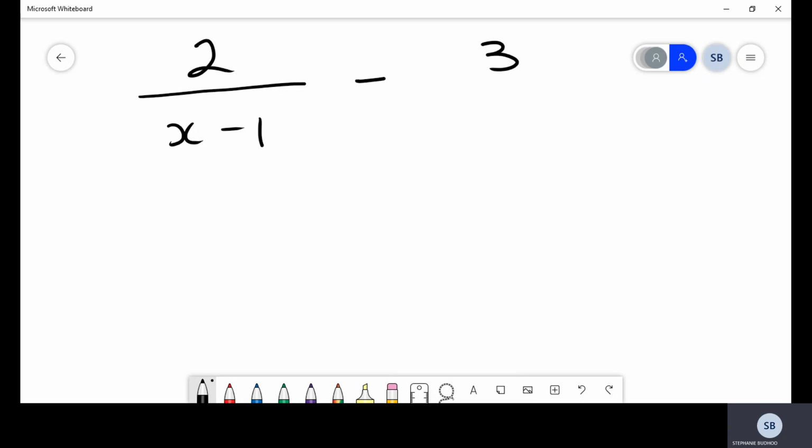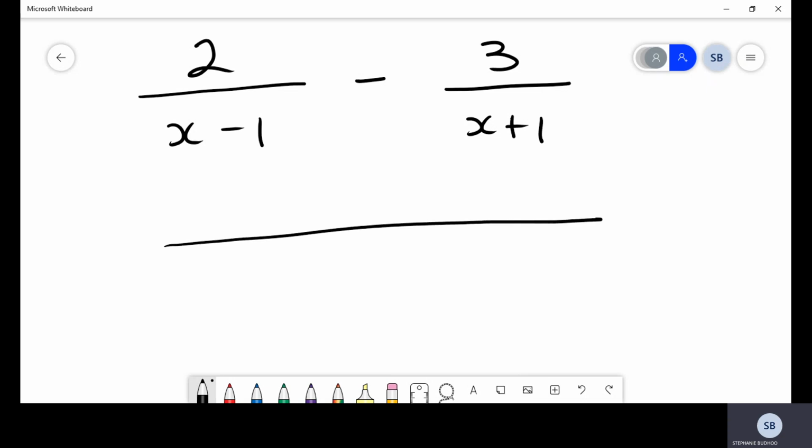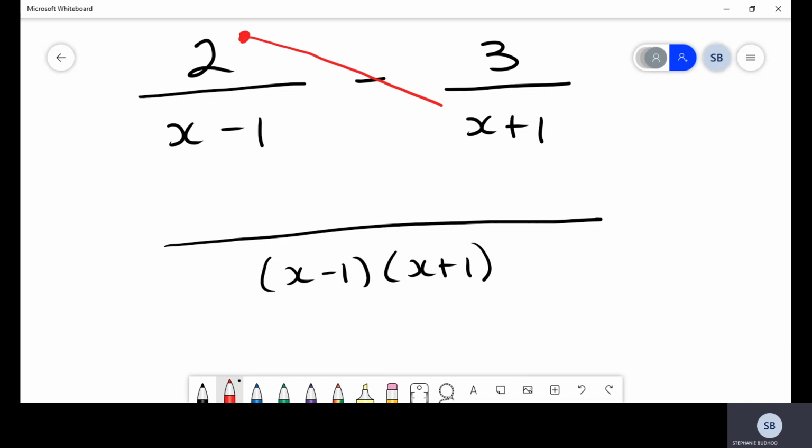Subtract 3 divided by x plus 1. What happens here? Well, we'll just go ahead and multiply our denominators and leave them as they are. And we perform our cross starting from that first one. So we'll get 2 by x plus 1, subtract 3 by x minus 1.